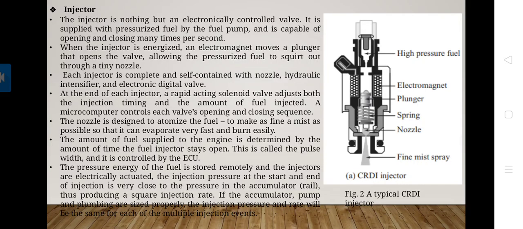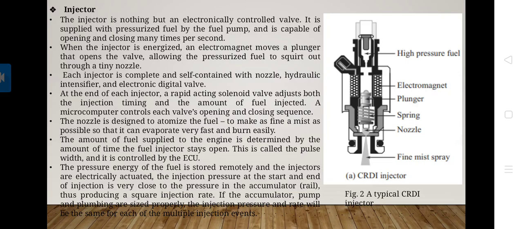Next we see the parts one by one. First is the injector. The injector diagram is shown here in figure number 2. Here we can see high pressure fuel comes from the fuel tank. Then there are the electromagnet, plunger, spring, nozzle, and the fine mist spray, as shown in the figure. First we see the working of this injector.